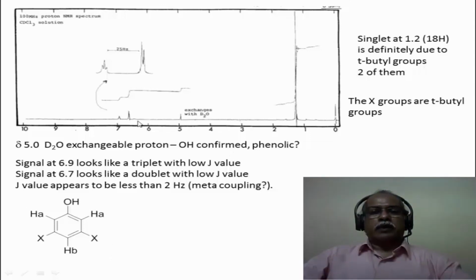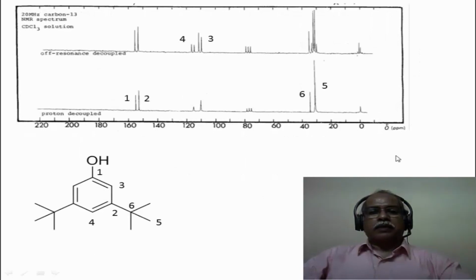Although the spectrum is not very well defined, the tertiary butyl group gives a clue as to what kind of molecular structure might be present in this. So the compound is actually 3,5-ditertiary butyl phenol. Let us see if the carbon-13 NMR also matches with this particular spectrum.